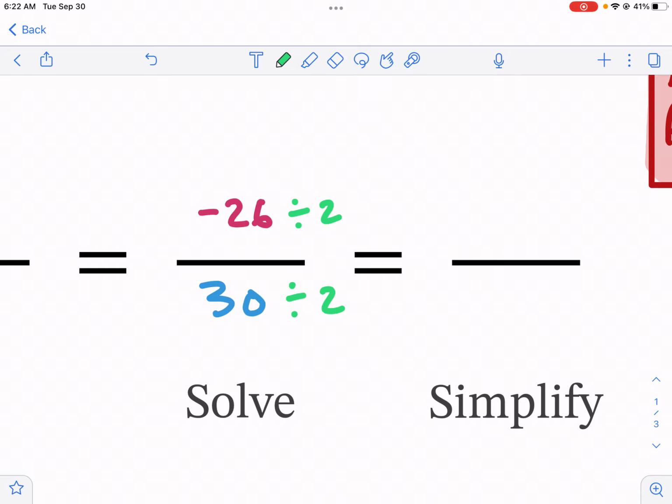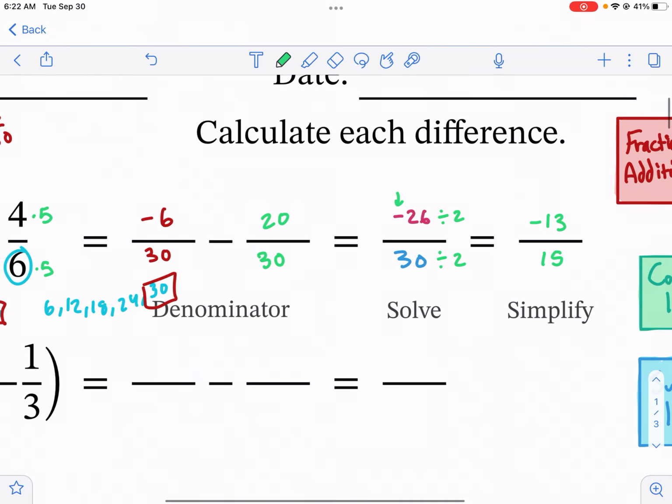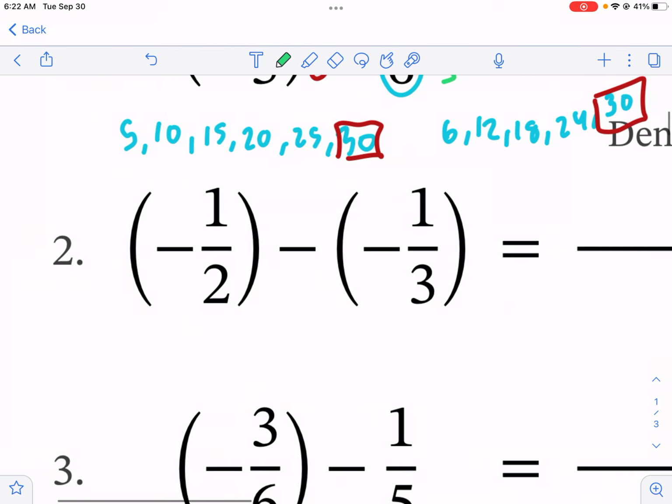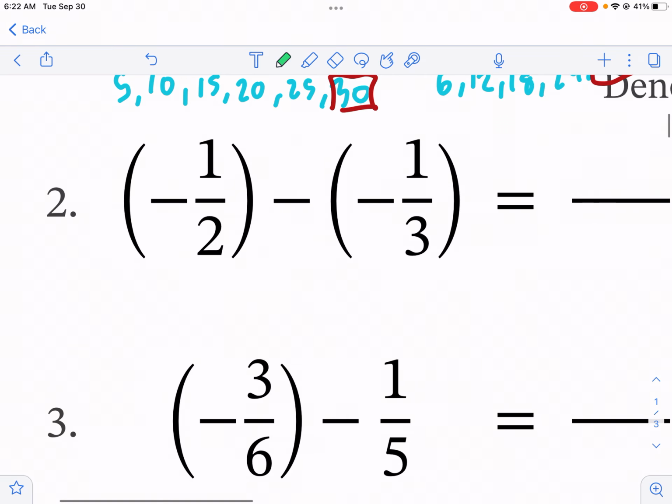So we're going to do that. We're going to divide by 2, and I get negative 13 because I keep that negative sign there. There's the negative sign. And divide that by 2, and I get 15. So negative 13 over 15 is my answer. That's the process start to finish. Now there's a couple wrinkles. So for example, this one, let's go ahead and go on to number 2.